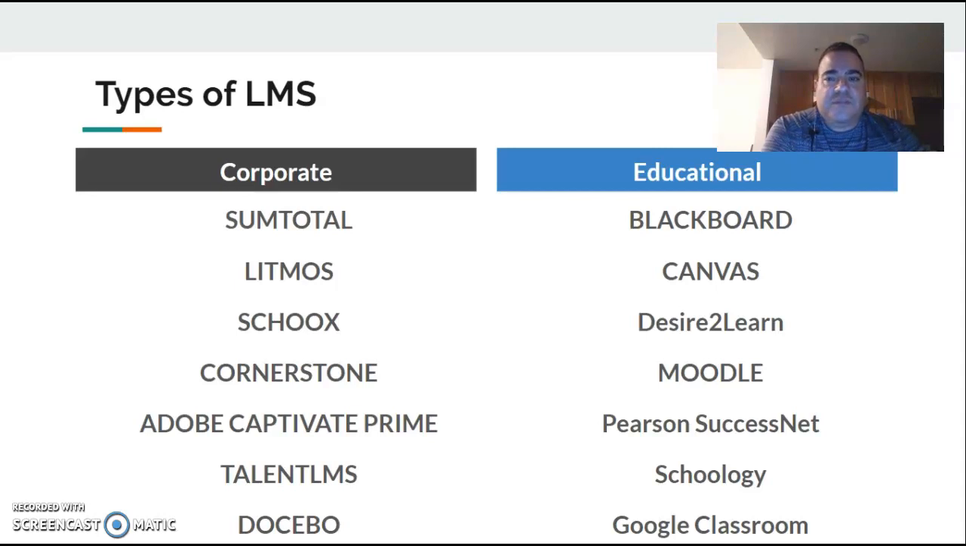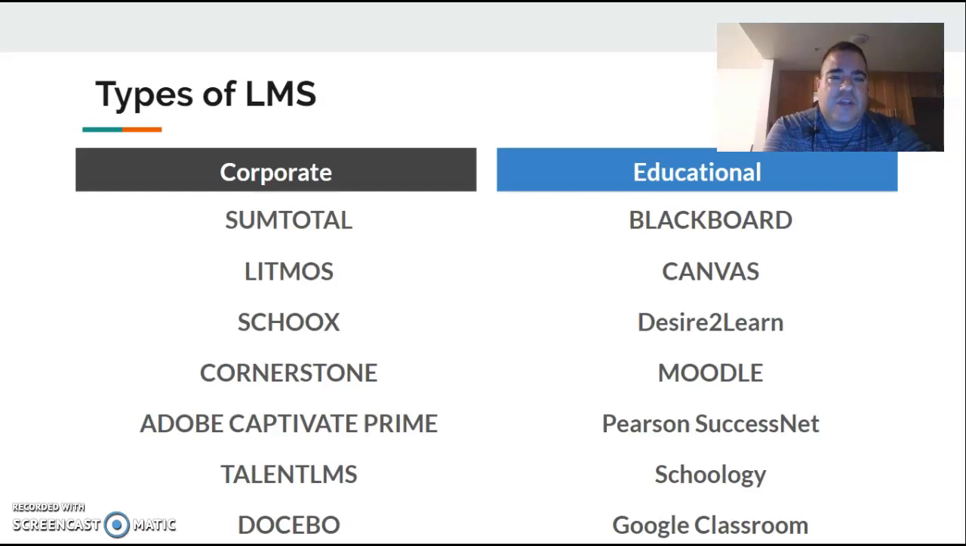Some of the corporate ones you may not have heard of, and some of them you may have, such as SumTotal, Cornerstone, Litmos, and Adobe Captivate Prime, just to name a few. These are typically known as corporate level learning management systems, and their audiences are typically corporate entities, human resources, and training, for some sort of compliance type of training, things of that nature.